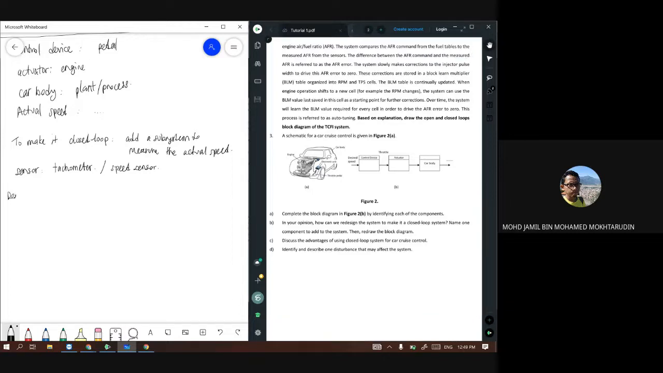So we have desired speed, and then we have the pedal, and then engine, and then car body, and then the actual speed. So we have the tachometer as a sensor. Okay, so you need to have here a cross, a circle with a cross.